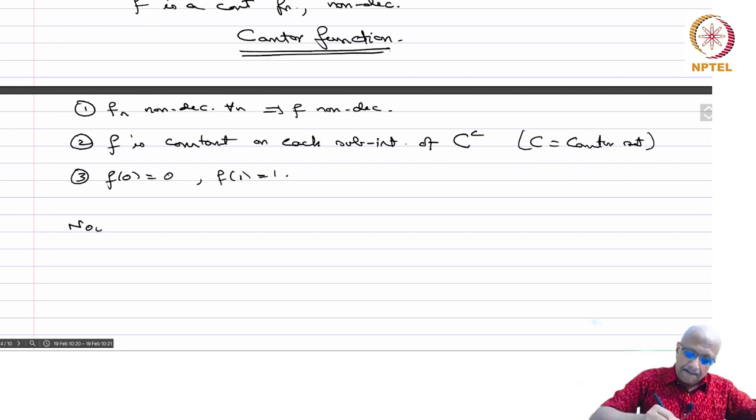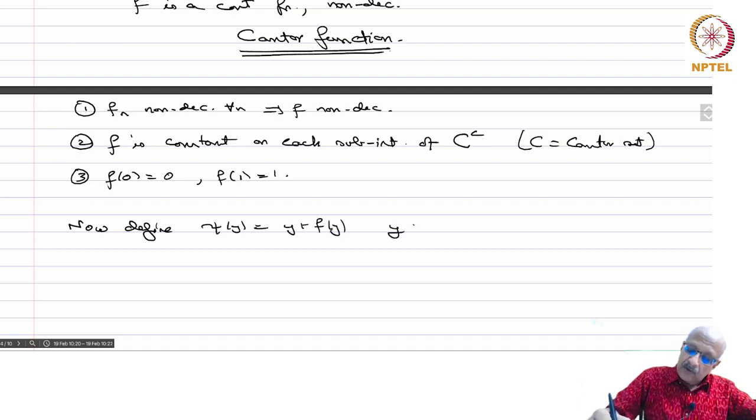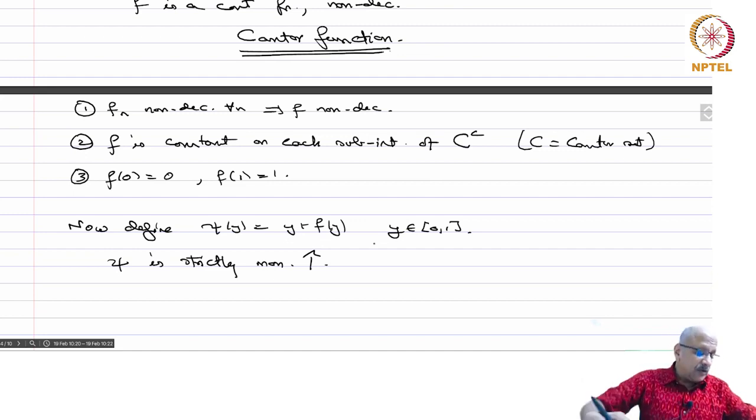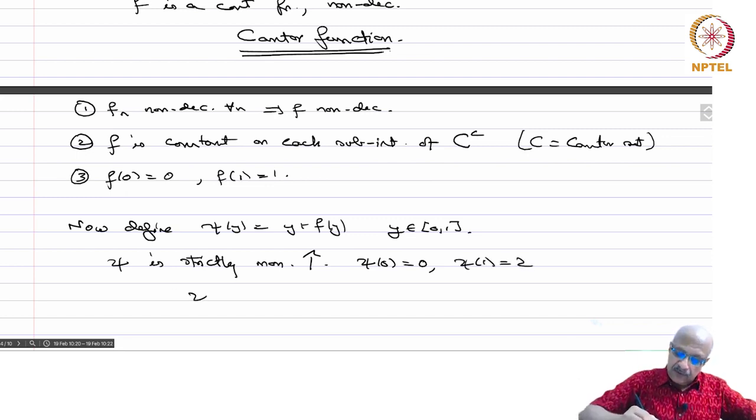So now define psi of y equals y plus f of y, y in [0,1]. Then psi is strictly monotonically increasing, because I've added y here. This is a non-decreasing function. I've added a strictly increasing function. Therefore, you have that. And you have psi of 0 is 0 and psi of 1 equals 2. Therefore, psi is from [0,1] onto [0,2], and this is a bijection.